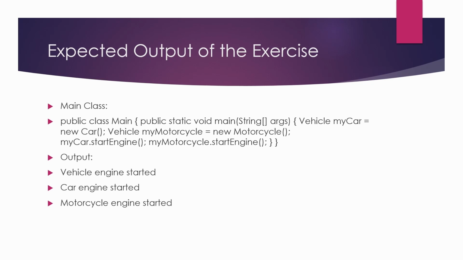Let's take a look at the expected output from our exercise. In the main program, create instances of car and motorcycle. When you call the start engine method, you should see the following output. Vehicle engine started, car engine started, motor engine started. This shows how the subclass can customize the behavior of the parent class while still retaining some of the original functionality.